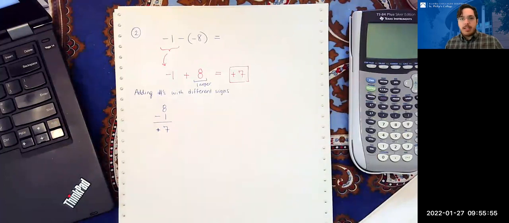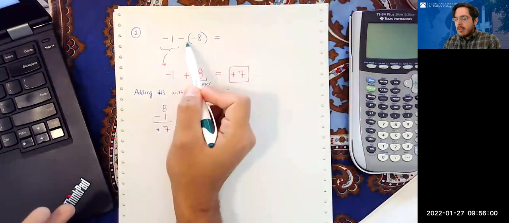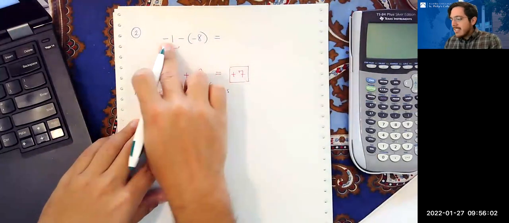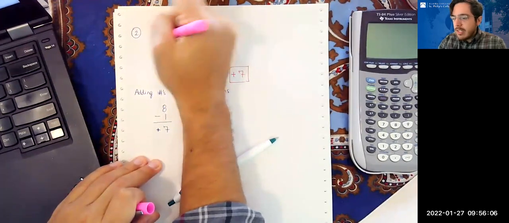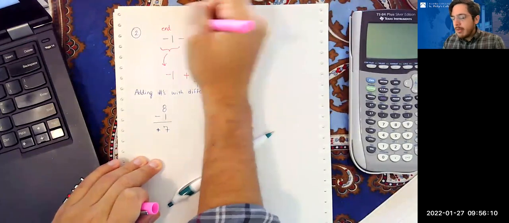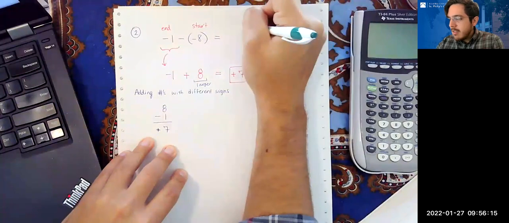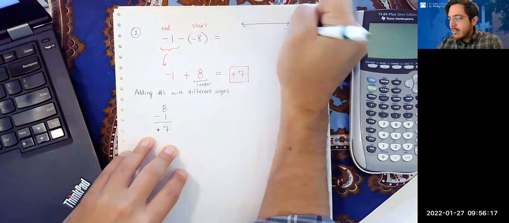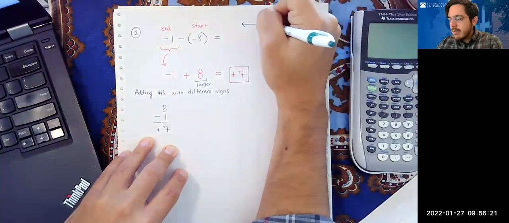even if we were to draw a number line, right? So I'm going to go back to my original problem here. And I'm looking for the distance between these two numbers, -1 and -8. So this is my start point for -8. My end point is -1. I'm going to draw the number line. I'm going to say that -1 is here. So this should be -2, -3, -4, -5, -6, -7, -8.